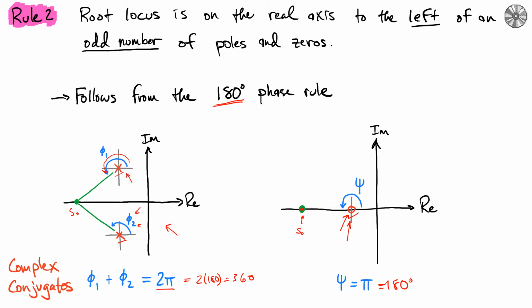And so again, we're talking about an odd number of poles or zeros. If there was another pole or zero sitting over here, then there would be 2 factors of 180, and then this test point, which is on the real axis, would not be on the root locus. So again, I said this is going to be easy to implement, so let's see this as an example.